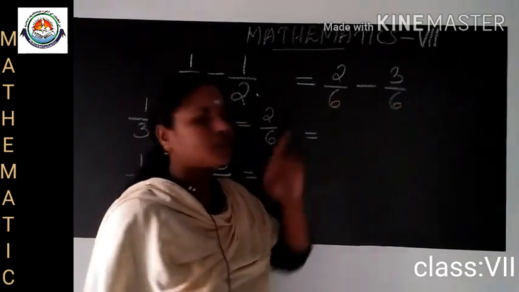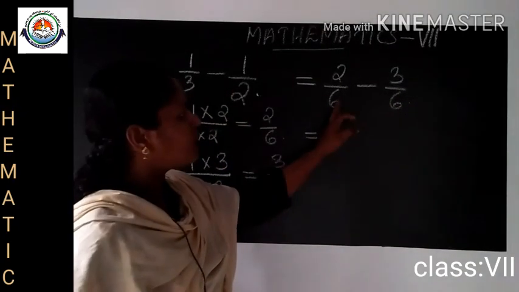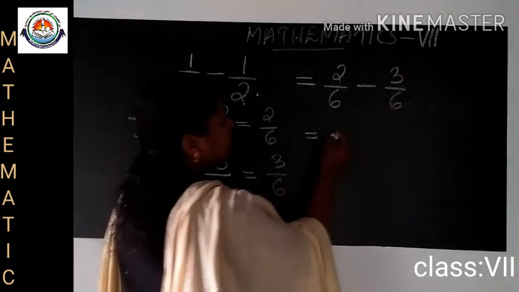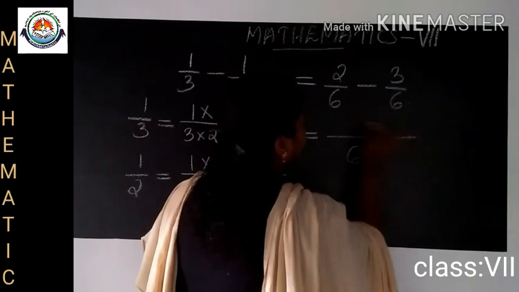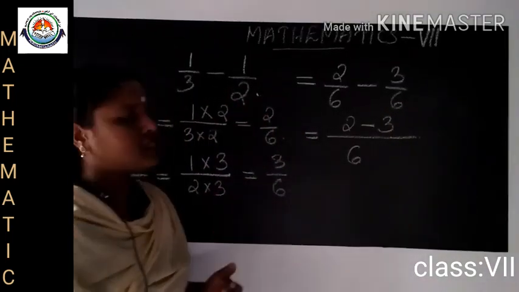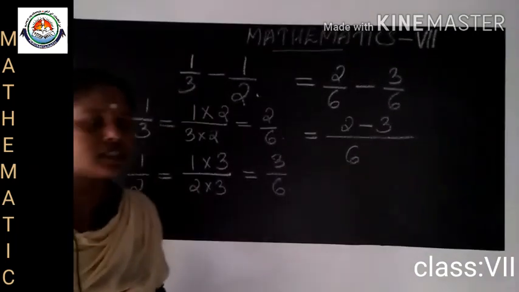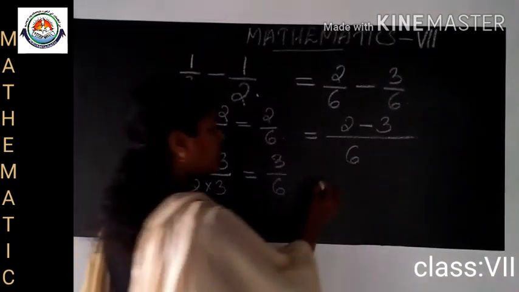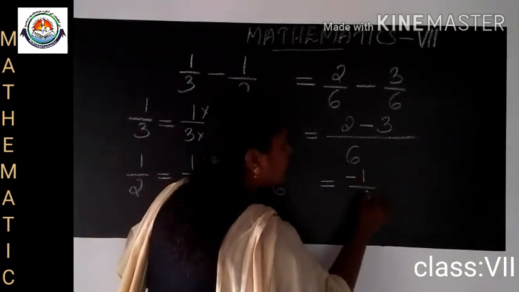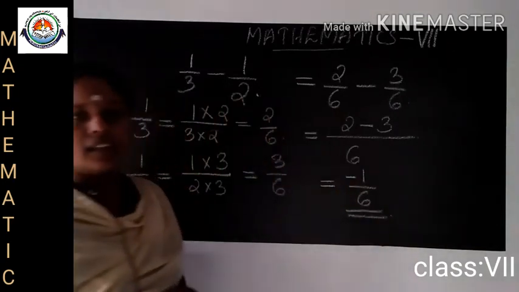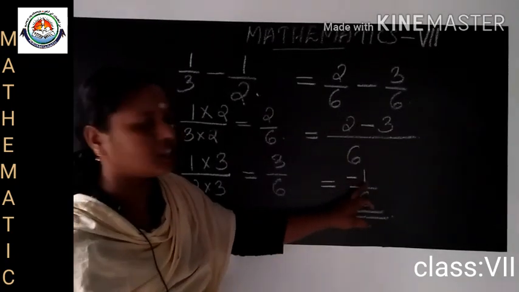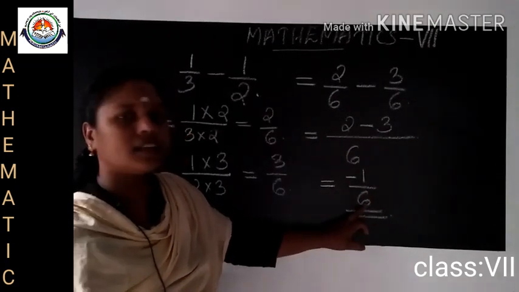Now they are like fractions. Like fractions means fractions with the same denominator. Then over 6, 2 minus 3. What is 2 minus 3? We have studied addition and subtraction of integers. 2 minus 3 is negative 1, so it is negative 1 by 6. Listen to the answer: in the numerator it is negative 1 and in the denominator it is 6.